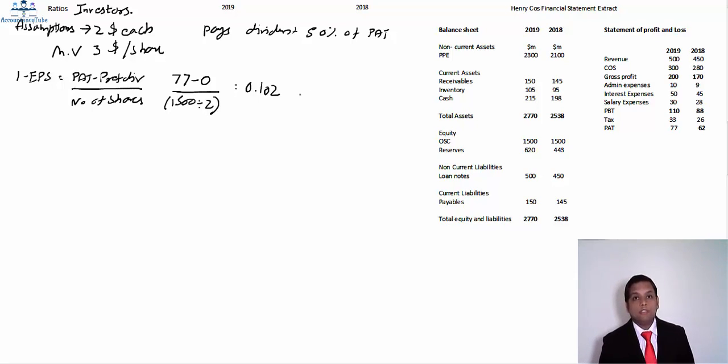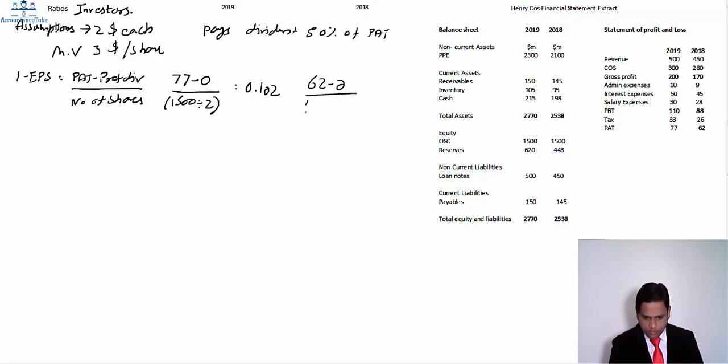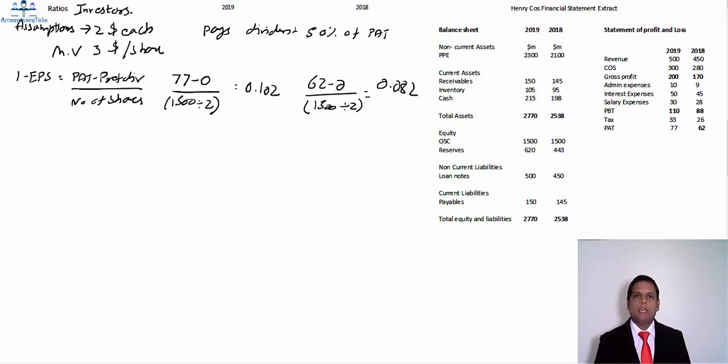Now this ratio is in dollars, in currency terms, so that's the amount of EPS, earnings per share. Each share has earned this much return. Doing the same for 2018, it is 62 over 0, and our equity was the same, 1500 divided by 2 last year. This will give you 0.082. Now from this ratio you can see that our earnings per share has improved, which is also evident from the higher profit figure in the 2019 P&L. So that is for EPS.